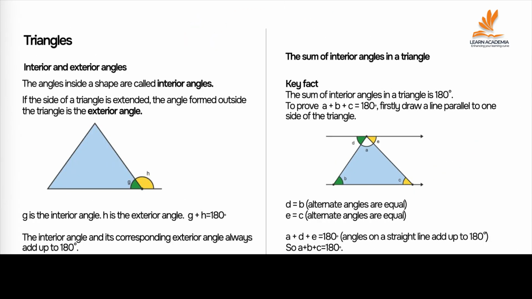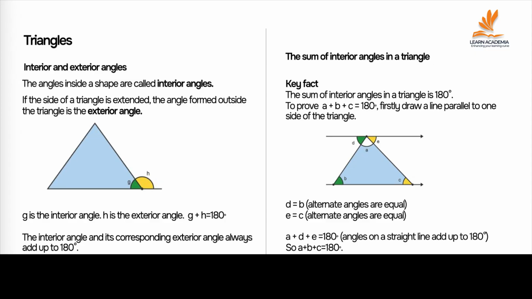Now, talking about our other principles of triangles, we have interior and exterior angles. It says the angles inside the shape are called interior angles. So, interior meaning inside, while exterior is more or less like external. It says if the side of a triangle is extended, the angle formed outside the triangle is said to be an exterior angle. So, by the diagram, G represents the interior angle of this triangle, while H, formed outside the triangle, represents an exterior angle.